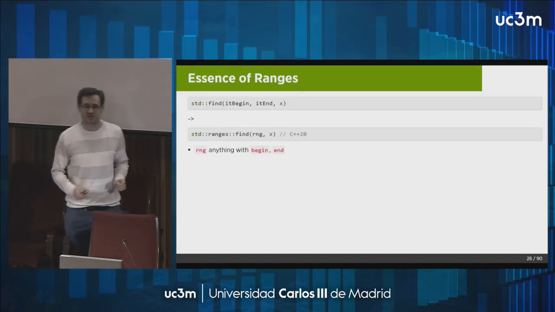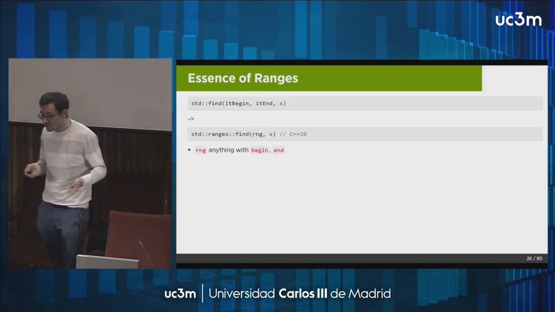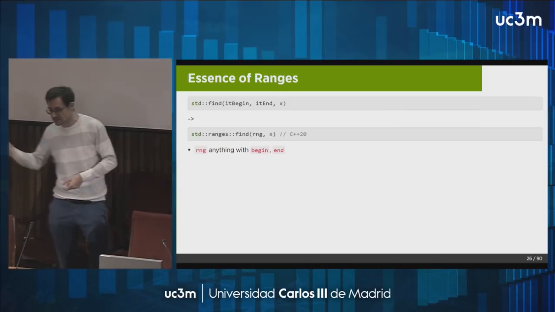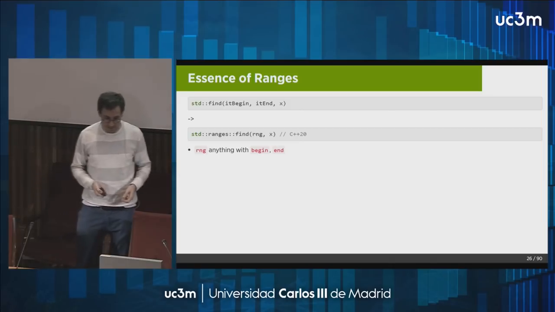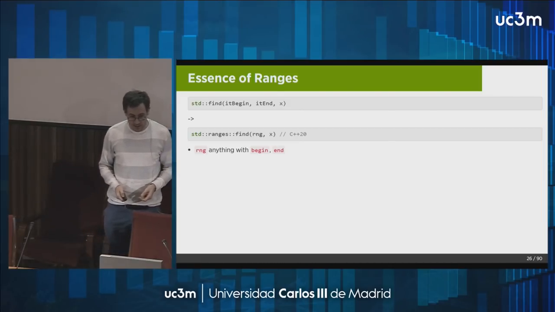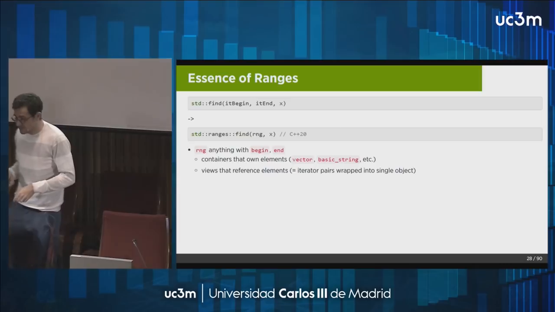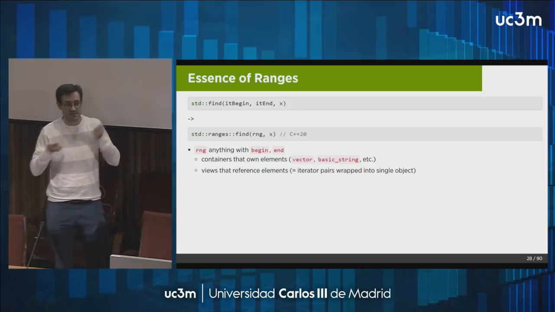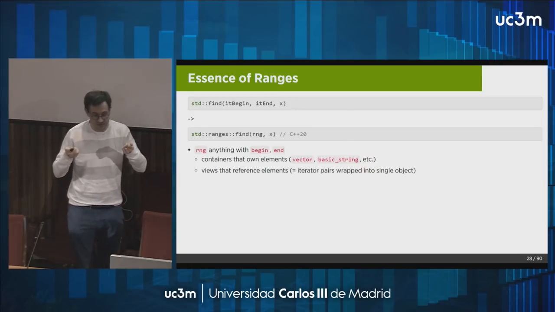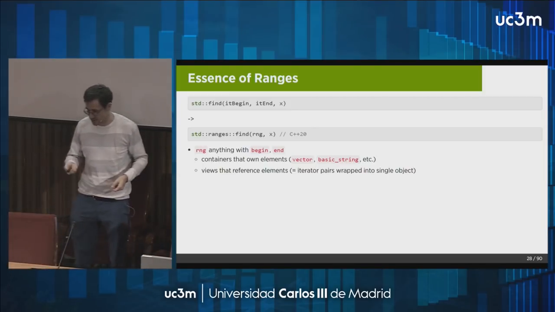Okay? Now, what's the essence of ranges? Essentially, anything with a begin and an end is a range. So instead of writing something like std::find with it begin, it end, you pass begin and it end as one object, as a range. And that range will then be queried for begin and end in the easy case. Now, ranges could either be containers. You can plug in a vector or you can plug in a string. Or the range library provides objects that lump together just these two iterators. They are just referencing the elements. They're not owning them, just like iterators before, just a reference, but now together in one object. And these things you can pass around and pass to algorithms such as find.